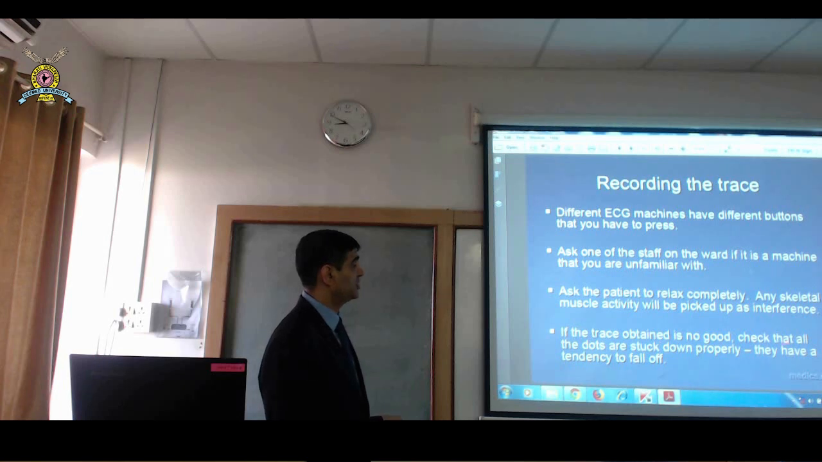If the trace obtained is no good, check that all dots are stuck down properly, and they have a tendency to fall off.